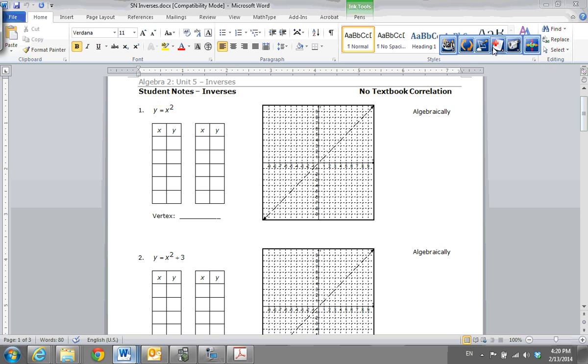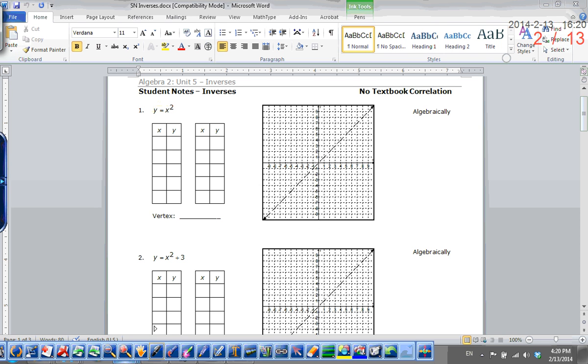All right, boys and girls, let's talk about inverses today. Inverses, the main thing you got to know is switch x and y. That's the main thing. So for our first couple examples, I'm going to be sure I hit that, and then from then on out, just default. You just got to know we switch x and y.